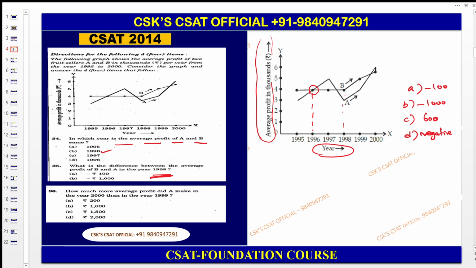But understand one thing here, when you are seeing the graph with respect to 1998, A is here, B is here, right? So B is obviously greater than A. When B is greater than A, then it is positive only, not negative. Therefore there is only one positive value in the options. So 600 is the right answer. The remaining three are negative values. If you are having any doubt, you can ask quickly. No means fine.